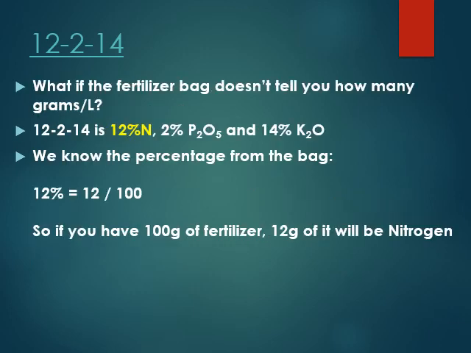All right, what if the fertilizer bag doesn't tell you how many grams per liter? Well, we go right back to the beginning. We know from the label that it's 12% nitrogen, okay? 12%. That means that out of every 100 grams of fertilizer in the bag, 12 of those grams will be nitrogen. So if you have 100 grams of fertilizer, there's 12 grams of nitrogen in it.